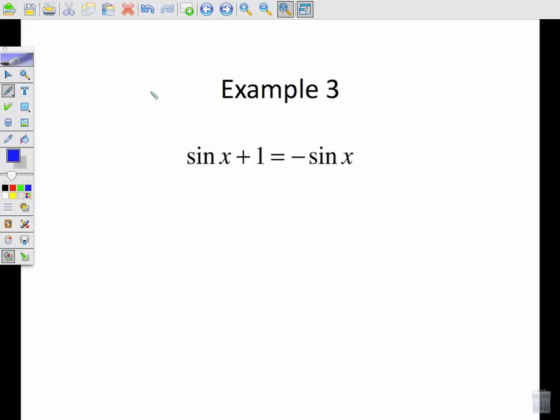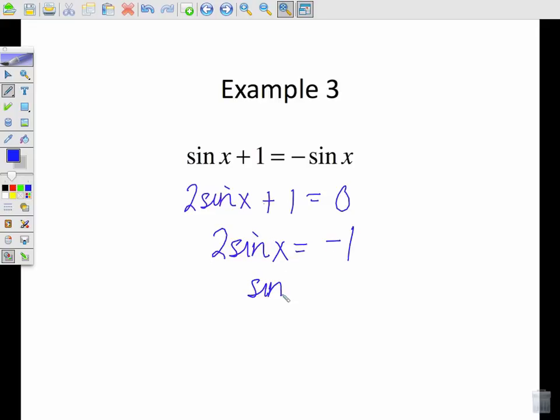Okay, so there's your list of solutions, including, again, multiple solutions past the first interval of 0 to 2 pi. All right, sine x plus 1 equals negative sine x. So I'm going to go ahead and combine my like terms here. That's 2 sine x plus 1 equals 0. Just going to subtract my 1 here. 2 sine x equals negative 1. Sine x would equal negative 1/2.